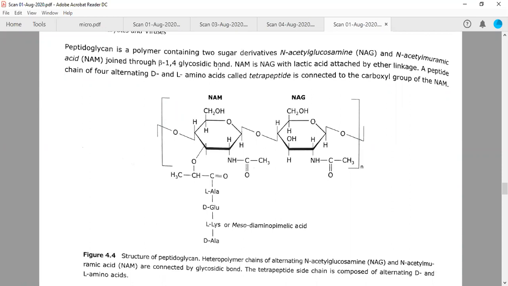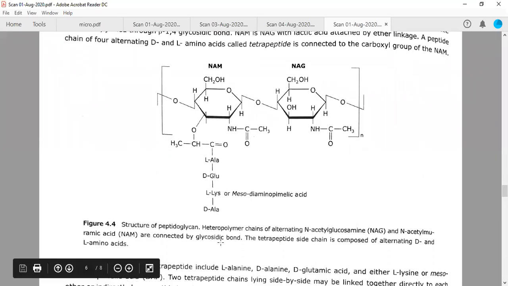Joined through this beta 1,4 glycosidic bond, NAM has lactic acid attached by an ether link. So this is ether, R-O-R. A peptide chain of four alternating D and L amino acids is called a tetrapeptide, which is connected. But actually, these are five amino acids which are connected to this. Here he is talking about a mature peptidoglycan chain where the last D-alanine is removed, just before cross-linking.